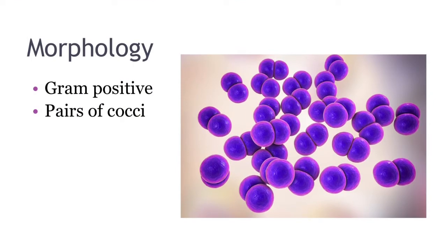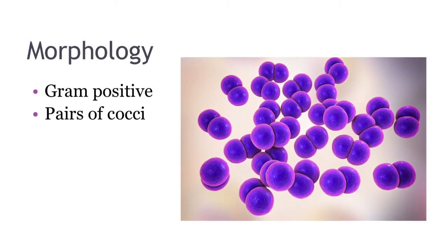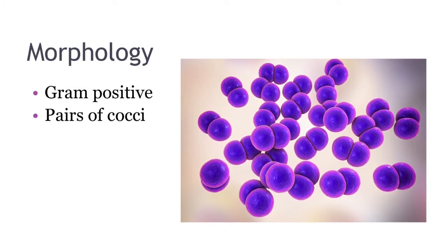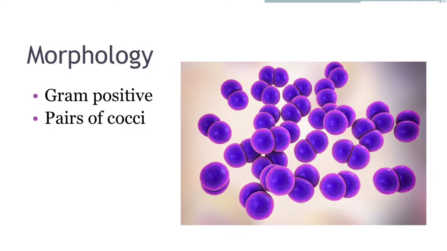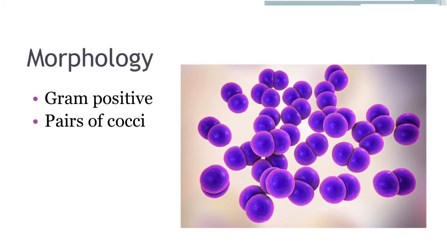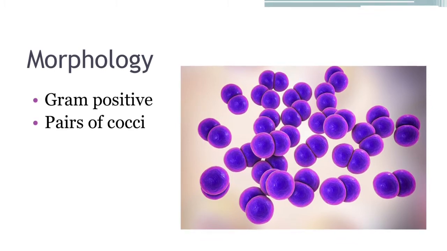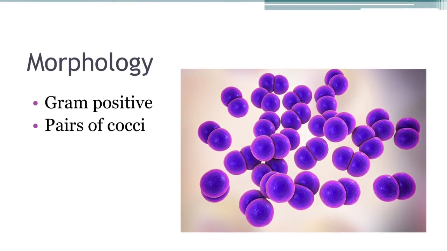Morphology is the first topic that we are discussing. This is the study of the form of things. This is a gram-positive bacterium. It is usually seen in pairs of cocci and is a facultative anaerobe that is an opportunistic pathogen. This is responsible for the majority of community-acquired pneumonia found in the respiratory tract.